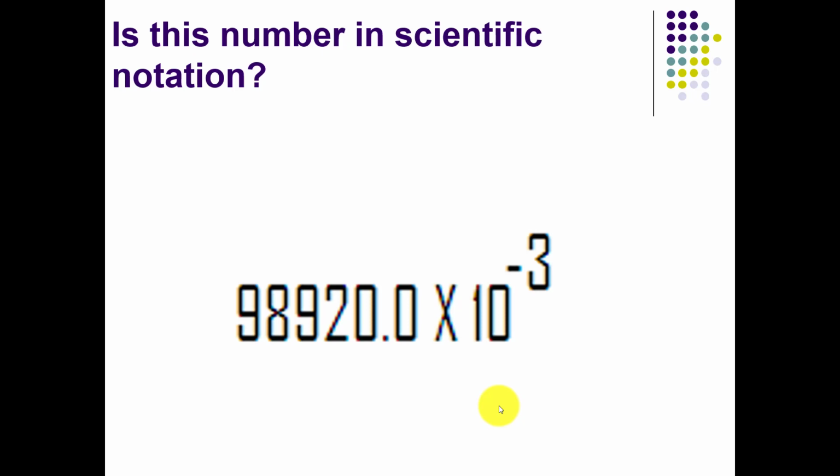How about this? Is this a number in scientific notation? And the answer is no. This is 98,920. No way that is between 1 and 10. This number is too big. You still need to move the decimal 1, 2, 3, 4 spaces, which is going to change your exponent. Here, you can have negative exponents. This is totally fine. This is not the problem.